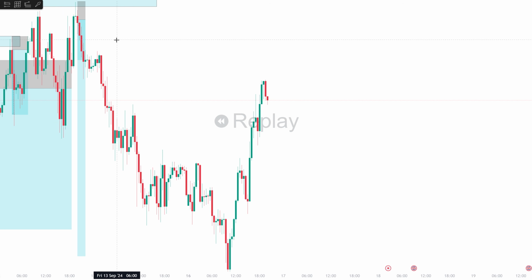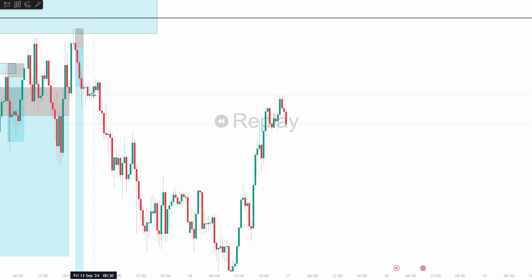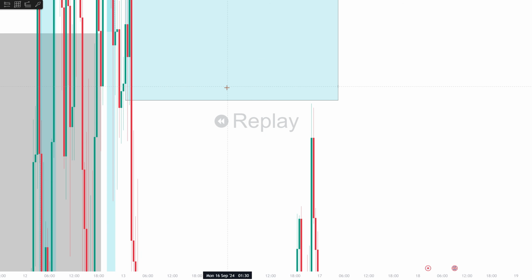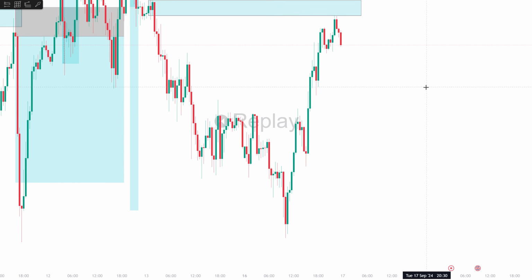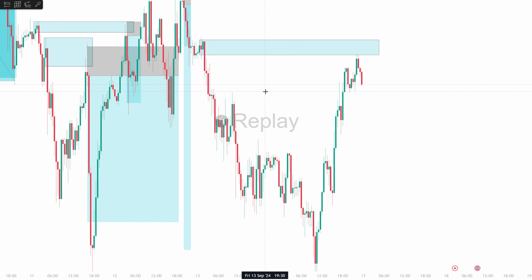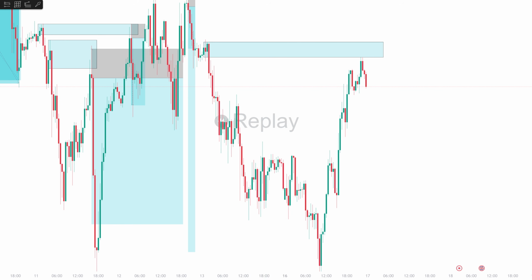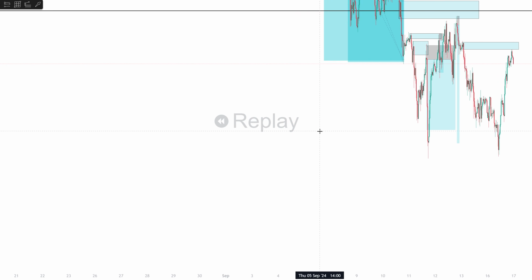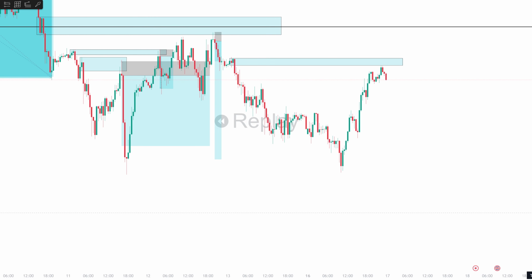This supply up here potentially got tapped, maybe. I think it got tapped. Let me check. Yeah, that's tapped. But actually, let me check the distance of this liquidity. Yeah, liquidity is a bit too far. I have to say, it respected this low. Yeah, that's probably not something I would look for.